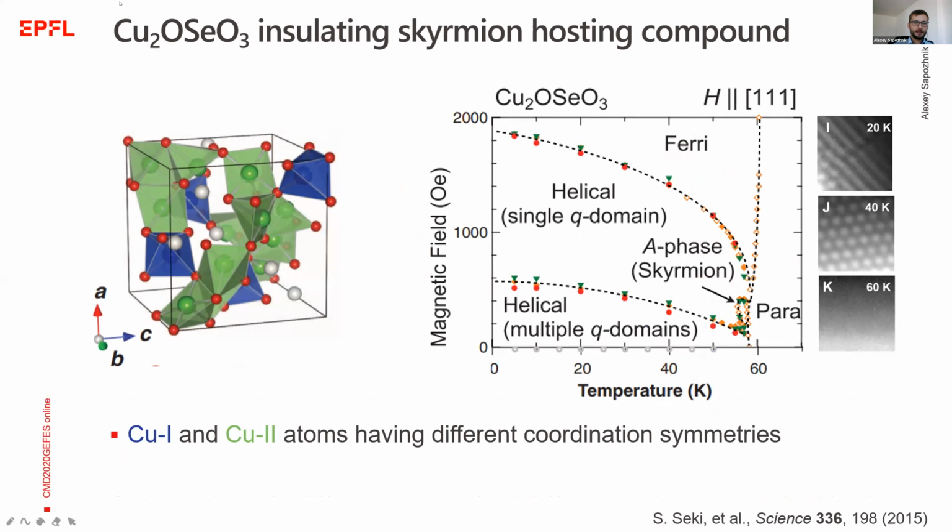The next study addresses skyrmion creation by light in copper selenide, which is an insulating skyrmion-hosting compound. The unit cell of the material is shown on the left-hand side of the slide. There are two kinds of copper atoms, copper 1 and copper 2, having different coordination symmetries. Also, I show the magnetic phase diagram of the bulk sample and corresponding Lorentz TEM images. In the bulk sample, the skyrmion pocket extends 5 Kelvin below the Curie temperature.